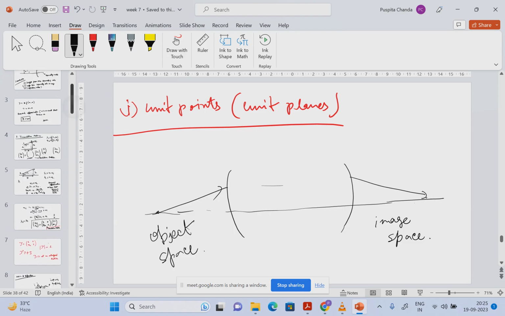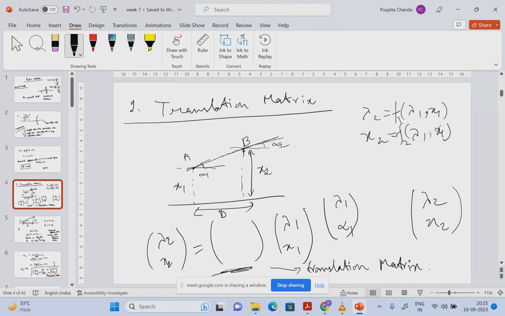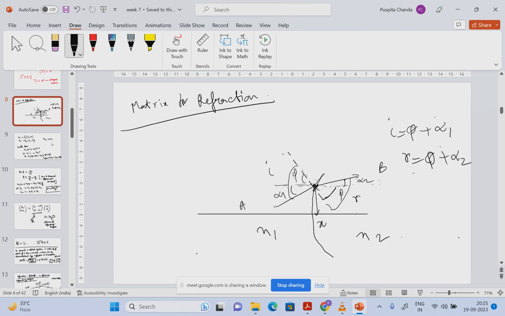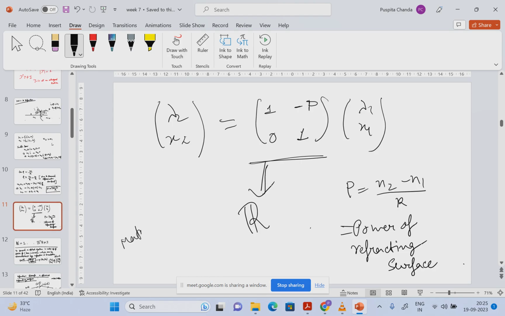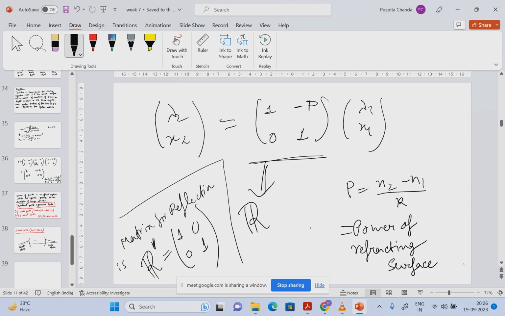Okay. Another thing. Here I have discussed translation matrix and matrix for reflection. Matrix for reflection is like R, with 1, 0, 0. Because in reflection n2 minus n1 both are the same. So that becomes the same.